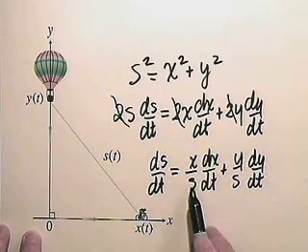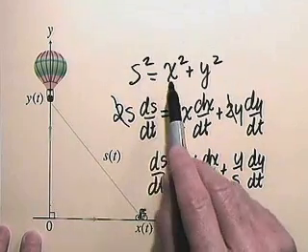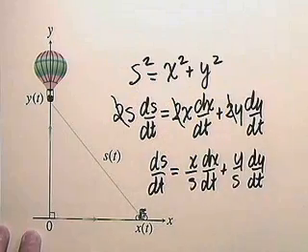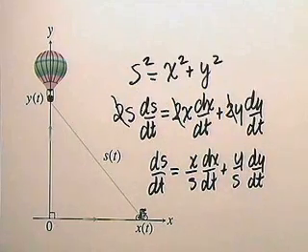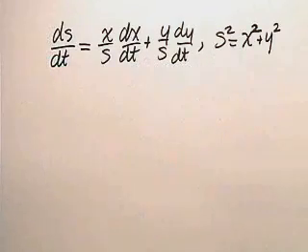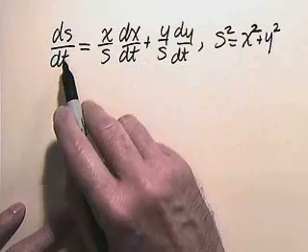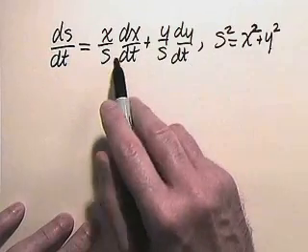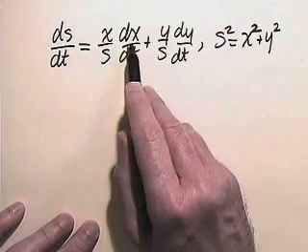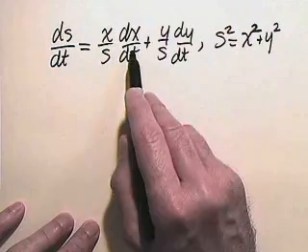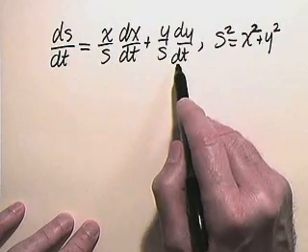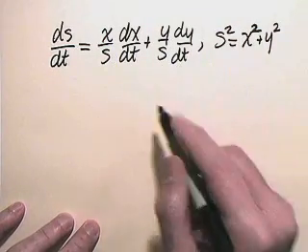And so all I have to do is use the equation s squared equals x squared plus y squared to find s, and then I've got the entire right side. So we'll do that next. Okay, so again, here's our equation for ds dt. On the right, you see I need to know x, s, dx dt, y, s, dy dt.